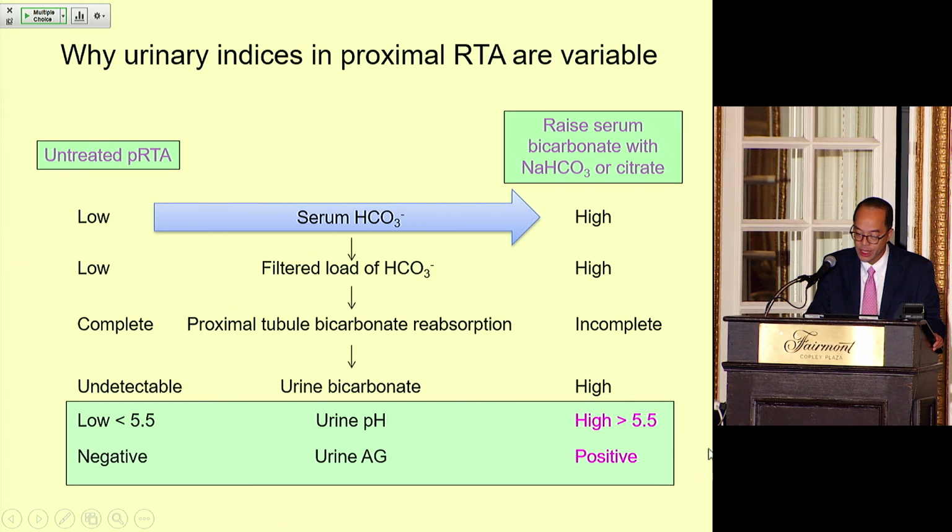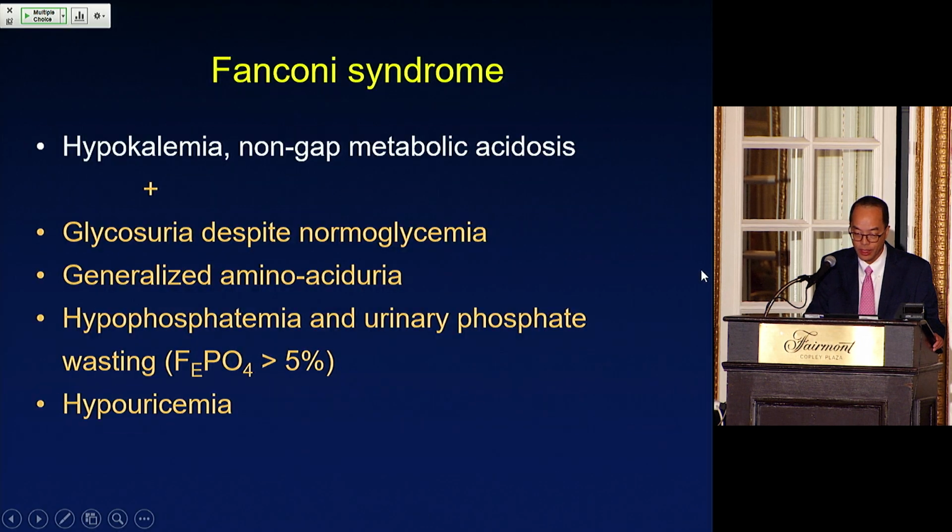But as I said, the clue to the proximal RTA isn't to do all of this. The clue is to look for features of Fanconi syndrome, which include glycosuria despite normal glycemia, hypokalemia, generalized amino aciduria, urinary phosphate wasting, and hypouricemia.